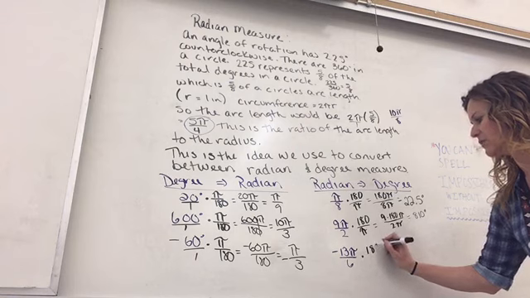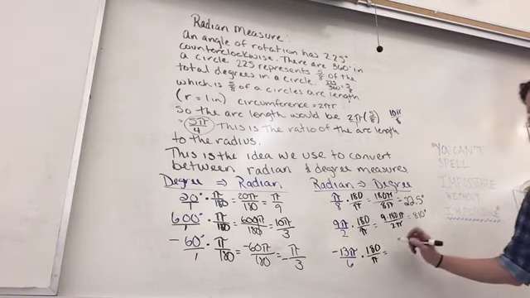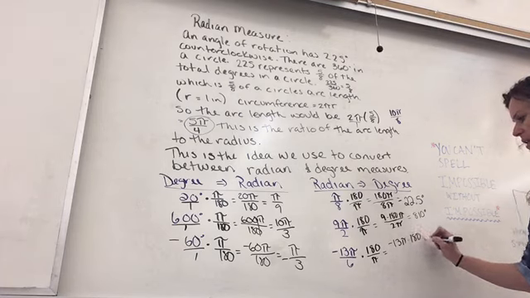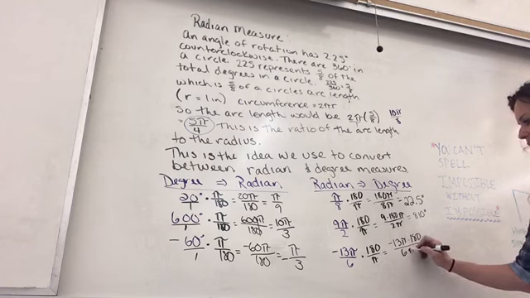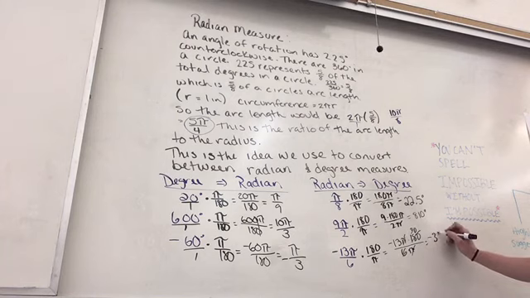And likewise, the negative radians, we still multiply it by 180 over pi. So when I get this, I get negative 13 times 180 over 6 pi. Well, the pi's cancel. This goes into the 180 30 times. So we end up with a negative 390 degrees.